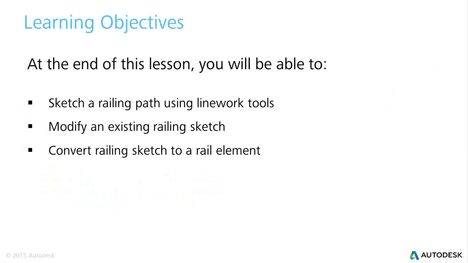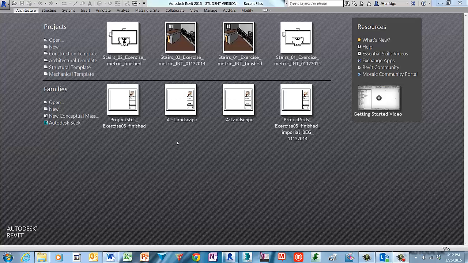Let's look at the learning objectives for video 3. At the end of this lesson, you will be able to sketch a railing path using line work tools. Next, we'll be able to modify an existing railing sketch to make layout changes. And then last, we'll convert the railing sketch to a 3D rail element. With that, let's get started.